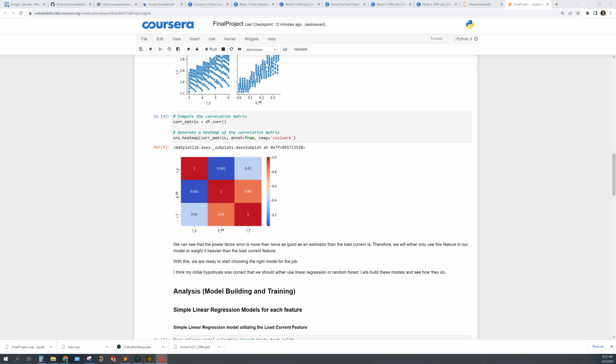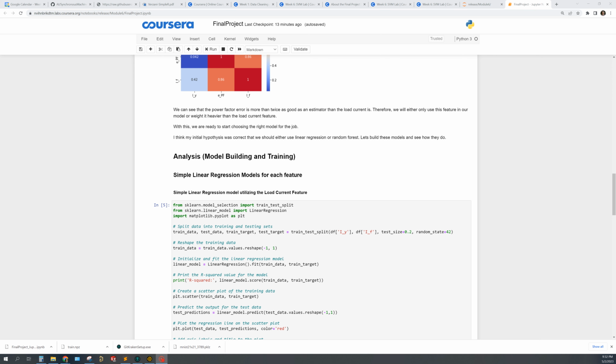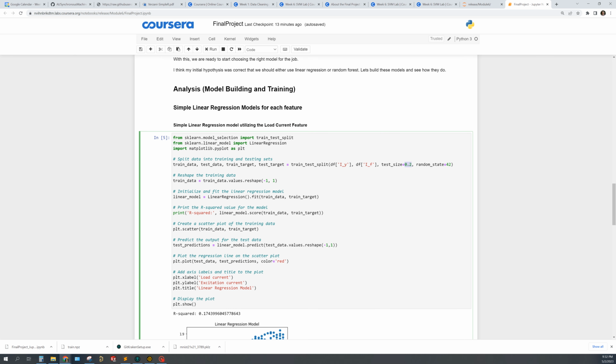So after looking at that, we move on to the actual analysis, where we're going to start putting models together and training and testing them. For splitting the data, I did what seems to be the standard norm, taking 80% as my training data and reserving the last 20% to test. I do that consistently throughout, so I'm trying to be as fair as possible to these models. I did 3 different models. The first one is a simple linear regression model that utilizes the load current feature.